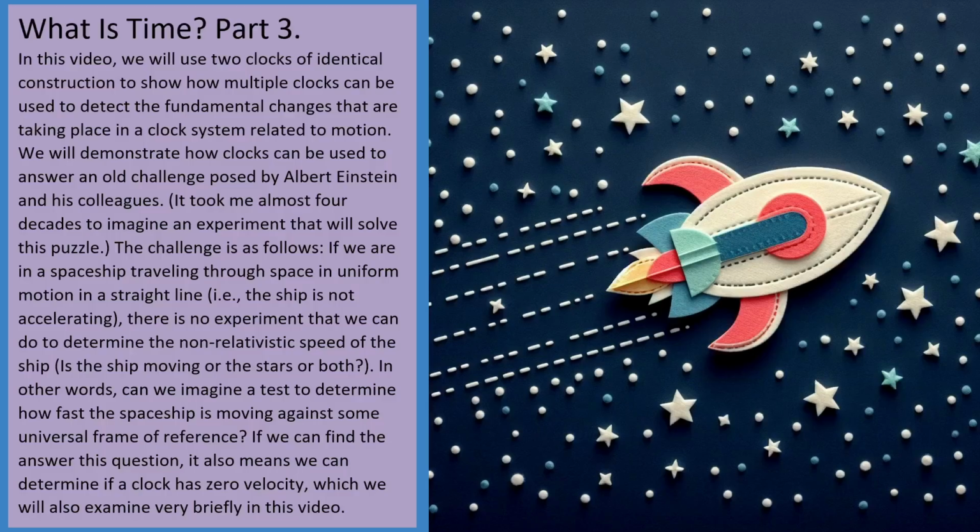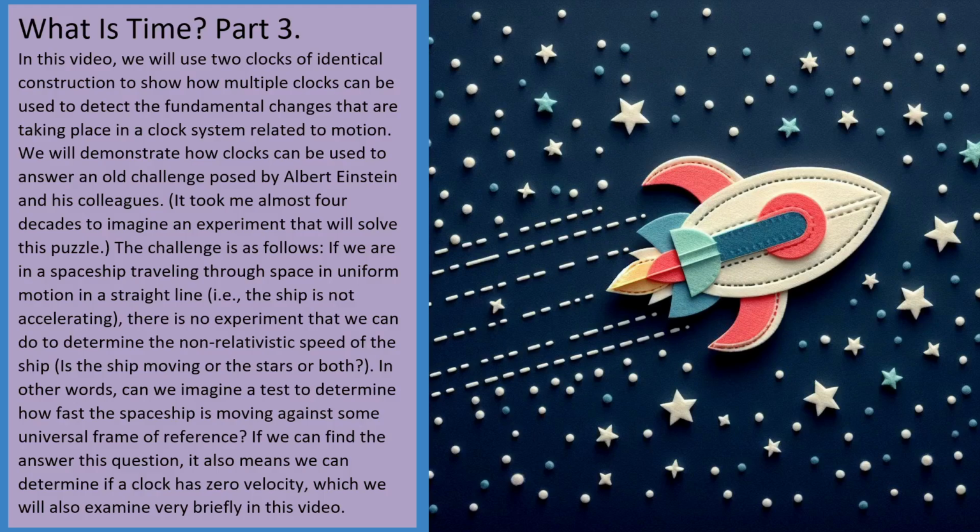In this video, we will use two clocks of identical construction to show how multiple clocks can be used to detect the fundamental changes that are taking place in a clock system related to motion. We will demonstrate how clocks can be used to answer an old challenge posed by Albert Einstein and his colleagues. It took me almost 4 decades to imagine an experiment that will solve this puzzle. The challenge is as follows.